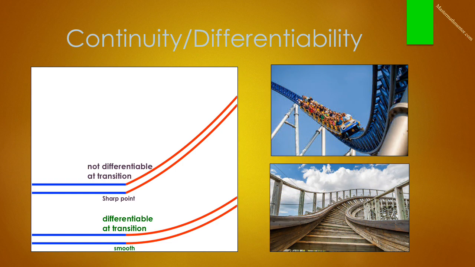Steel roller coaster tracks are differentiable, and that's why your ride is a smooth one, while wooden roller coaster rides tend to be herky-jerky. That's because at various locations the track is not completely smooth, intentionally so.